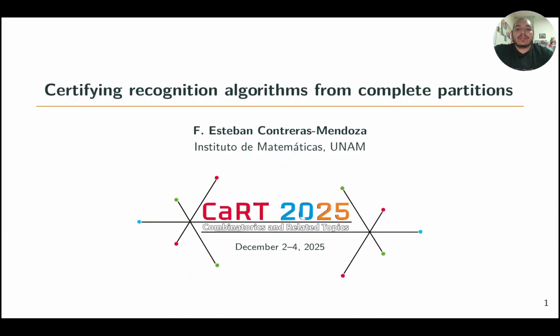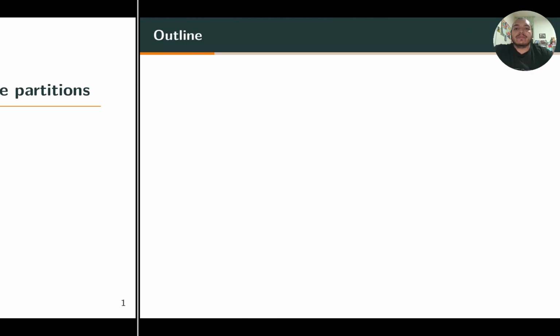I am Esteban Contreras. I'm a postdoc from the Institute of Mathematics of UNAM under the advisor of Dr. Juan Jose Montellano Ballesteros. This time, I'm gonna tell you about certifying recognition algorithms from complete partitions.